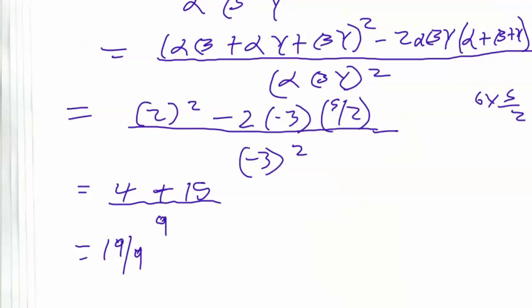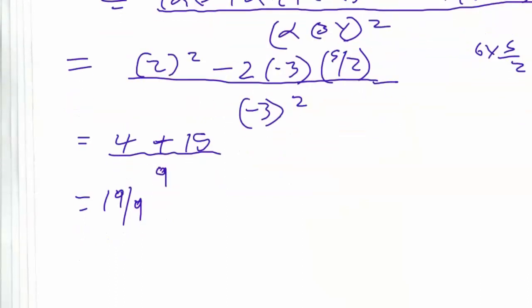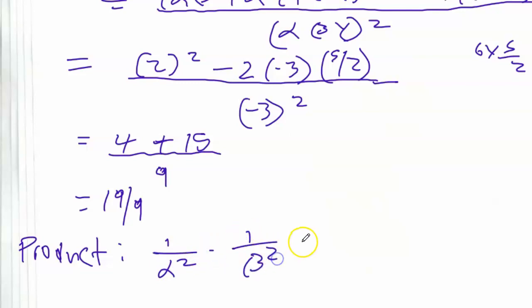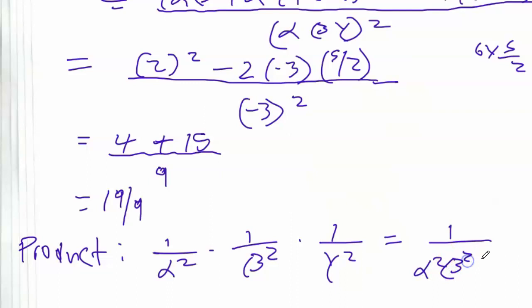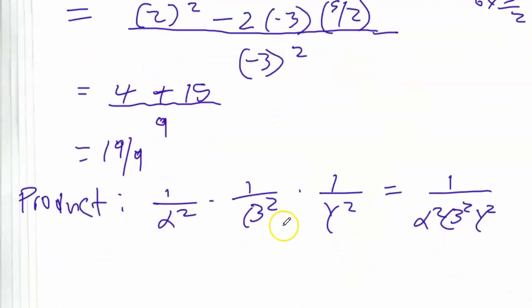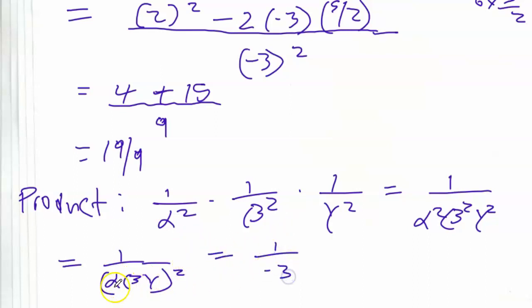Alright, next we can find the product of the roots. So the product, of course, what were the roots? 1 over alpha square times 1 over beta square times 1 over gamma square. I think we found that already. So that's 1 over alpha square times beta square times gamma square. We can rewrite this as 1 over alpha beta gamma all squared. Good. Let's remember the product was negative 3. Alpha beta gamma came to negative 3. So 1 over negative 3 squared, which is 1 over 9.